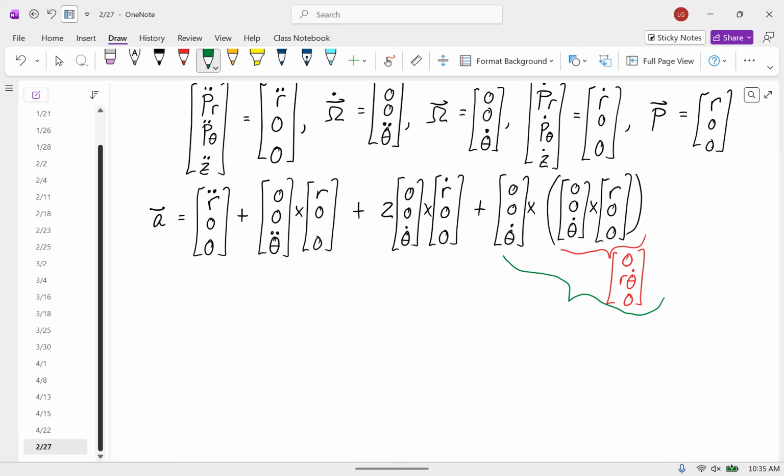And then we'll cross this one with this one. And so we get in the x direction negative R theta dot squared, then 0, 0. Any questions about that one?